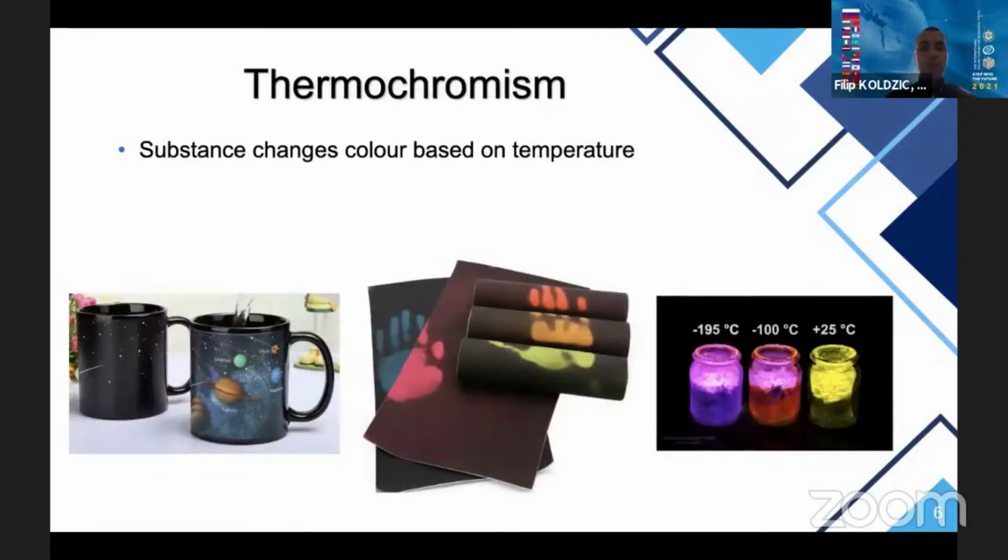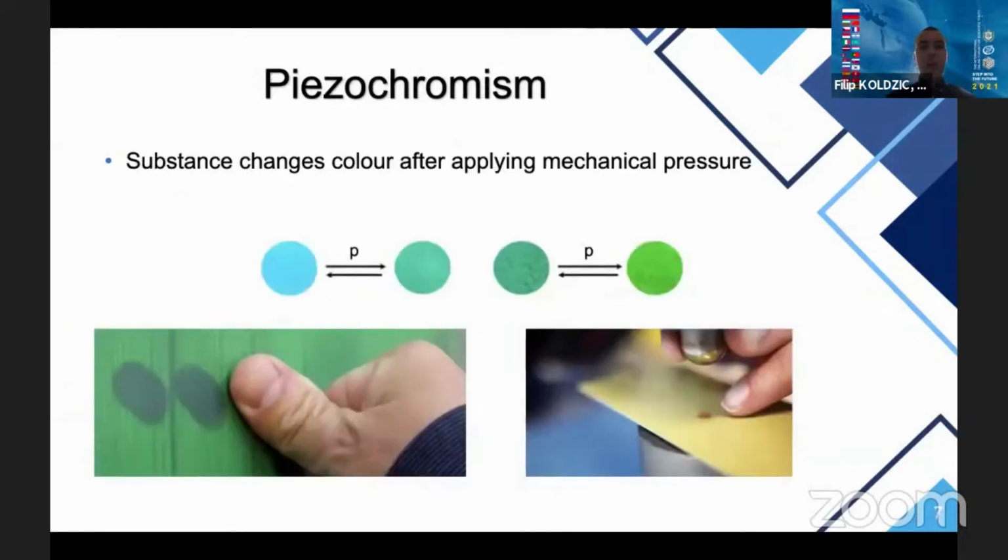Thermochromism is the feature of the substance to change its color based on the temperature. It can again be continuous and discontinuous, and some examples are shown on the slide. Piezochromism is the feature of the substance when it changes color after applying mechanical pressure. And piezochromic materials have many applications in designing various sensors. And piezochromism, again, can be both continuous or discontinuous.